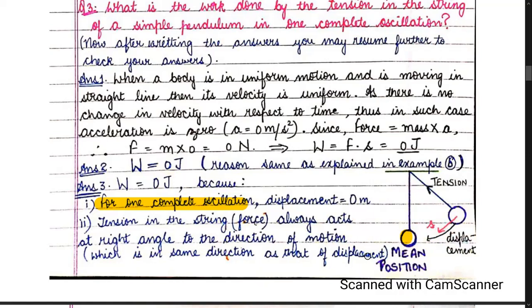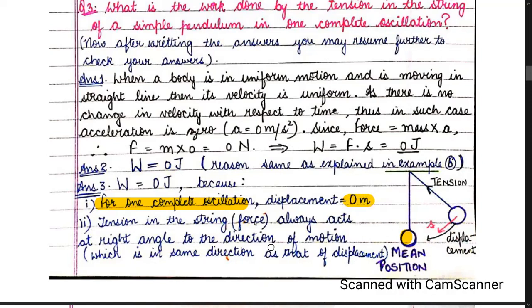Displacement is 0. Why? Because from where you started, if you reach back at that point, then the value of displacement is, recall class 8th, we did in class 8th also. The displacement of a body which starts from one point and reaches back the same point, in such case, we take displacement to be 0 meter.